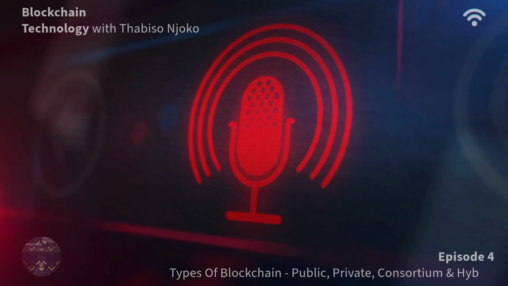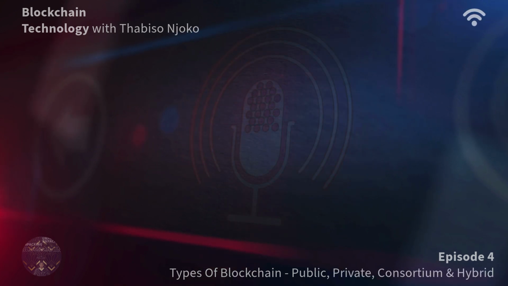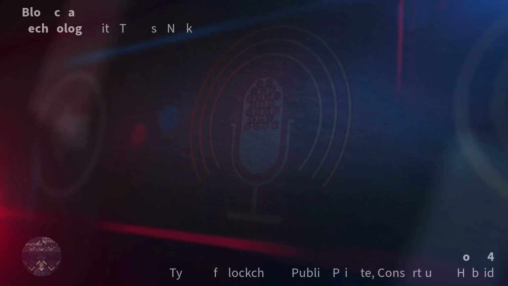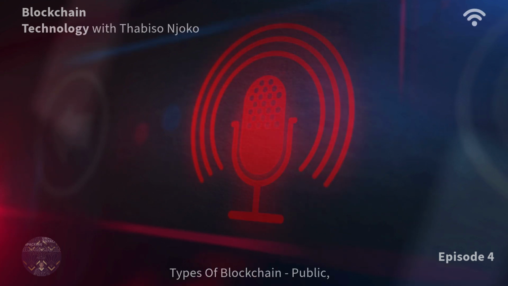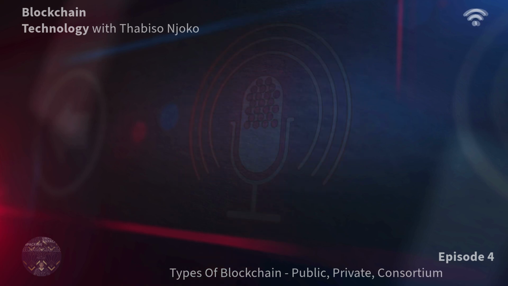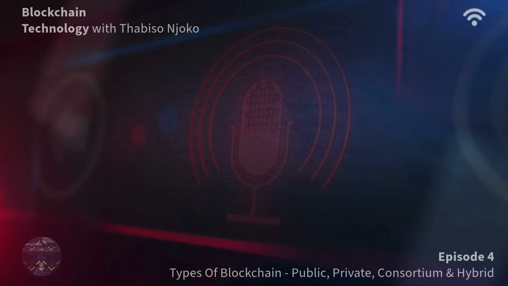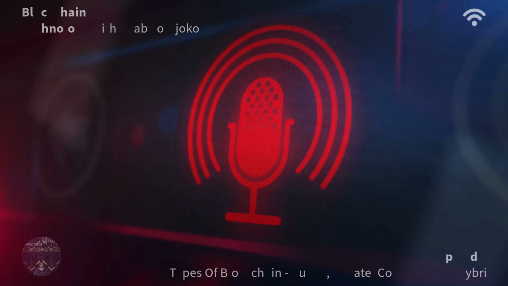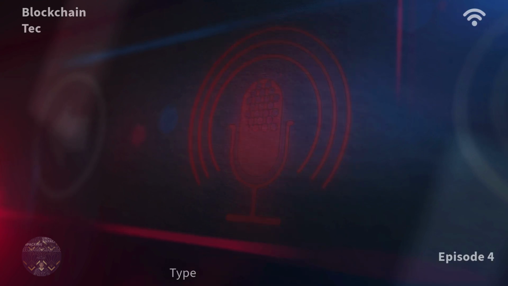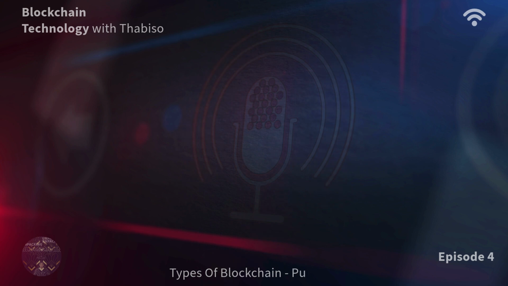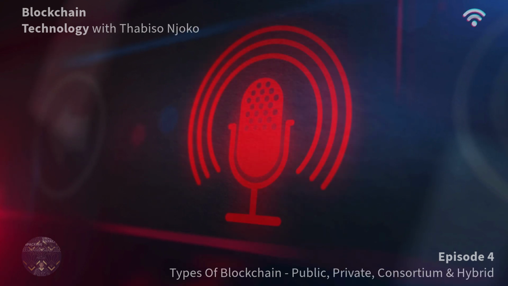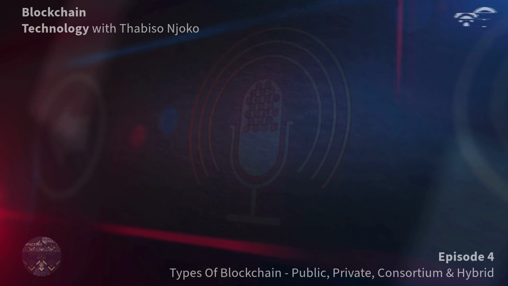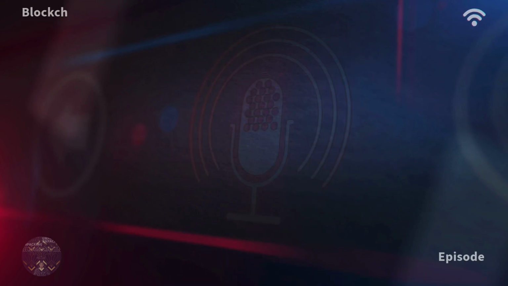So the next one is consortium blockchains. These are shared blockchains where a group of organizations or companies jointly control the network. So instead of one company owning the system, multiple trusted parties manage it together. Good examples would be Energy Web Foundation for energy companies, IBM Food Trust for food traceability.